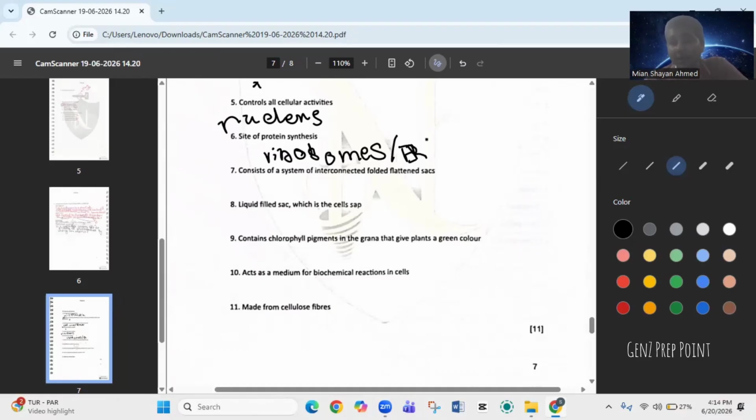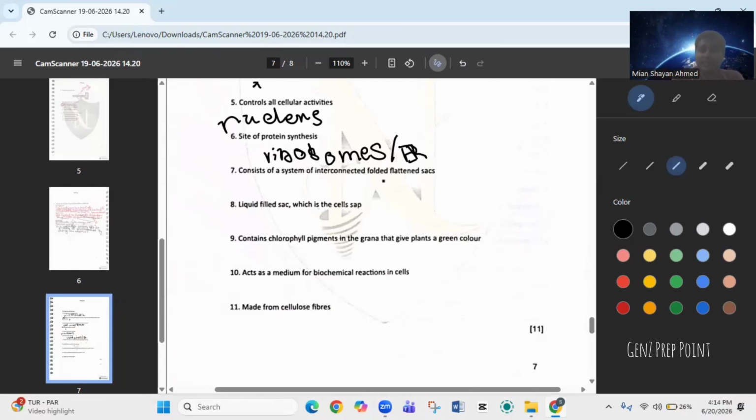By using amino acids, the protein that we eat is digested in our intestine, and those proteins which have been broken down into amino acids travel to our cells through blood, and those amino acids are assembled by ribosomes to make protein.